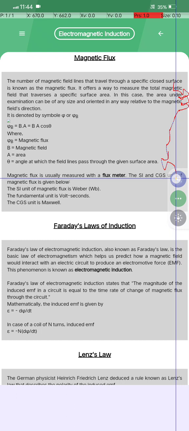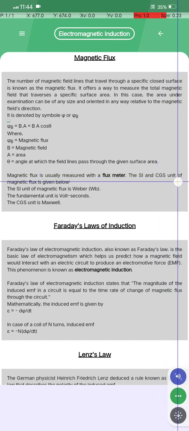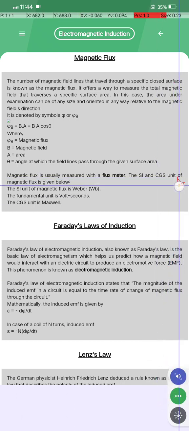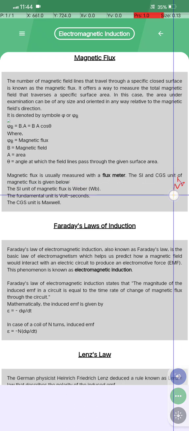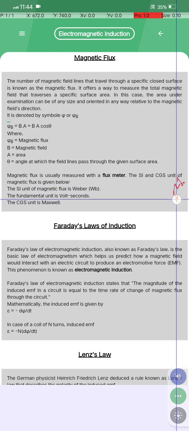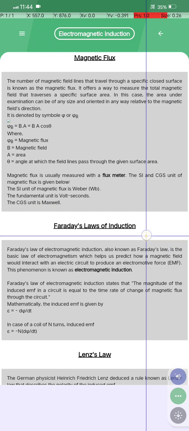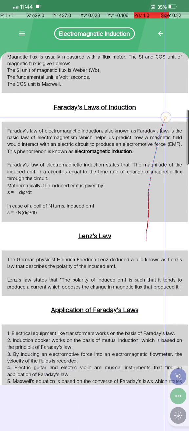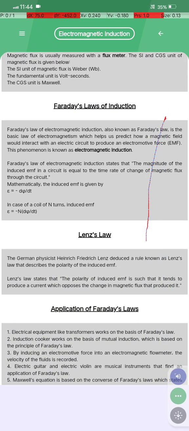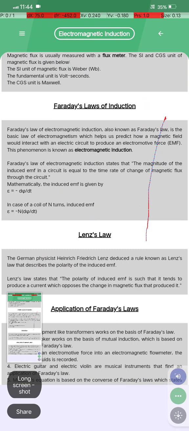मैग्नेटिक फ्लक्स इज यूजुअली मेजर्ड विथ अ फ्लक्स मीटर. ठीक है. SI यूनिट एंड CGS यूनिट ऑफ मैग्नेटिक फ्लक्स गिवन बिलो. SI यूनिट जो इसका है वो होता है वीबर, एंड फंडामेंटल यूनिट जो होता है इसका है वोल्ट पर सेकेंड, और CGS यूनिट जो है इसका मैक्सवेल है. इसको भी ध्यान रखना, ये काफ़ी इंपॉर्टेंट है. ओके ये काफ़ी ज़्यादा ही इम्पोर्टेंट है, और ये लॉ तो एग्जाम पूछता है.